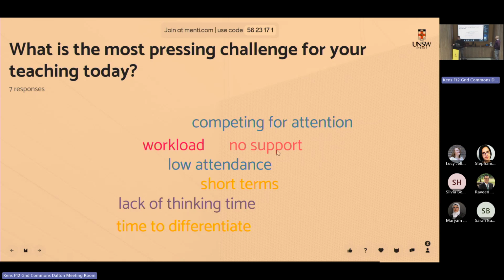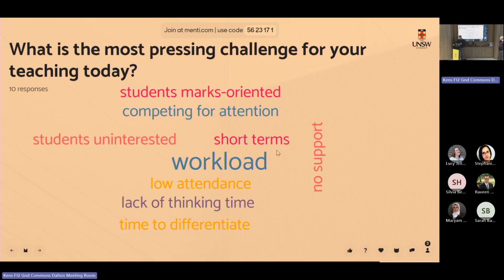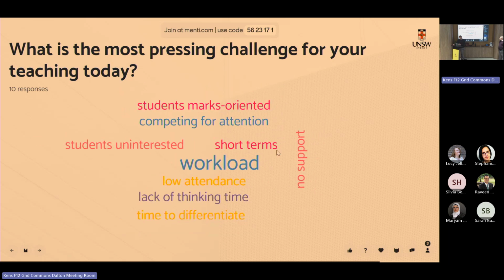But there's some responses that have come in. So competing for attention. Yeah, that's, I would say, a really, really big one. Mark-oriented students, so grading, uninterested, the workload, I guess that's both for staff and students. Attendance rates, lack of support, lack of thinking time, and time to differentiate.